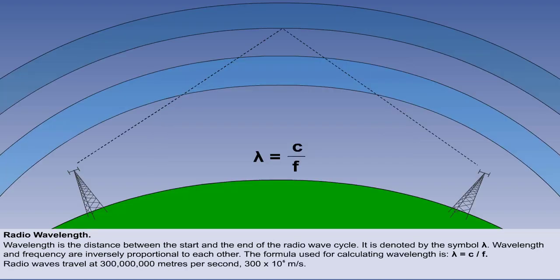The formula for calculating wavelength, lambda, is the speed at which a radio wave travels, c, divided by the frequency of the wave, f. In order to be able to do these calculations, we need to recall that radio waves travel at 162,000 nautical miles per second, or 300 million meters per second. This figure in meters per second is the one to use in all calculations.